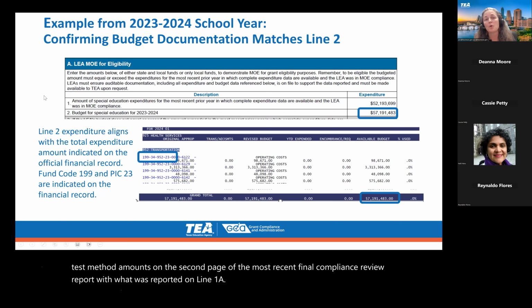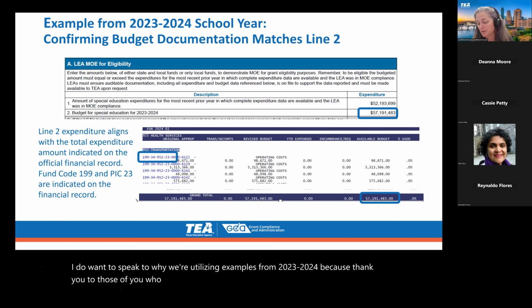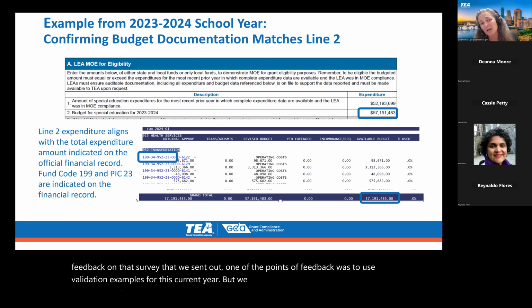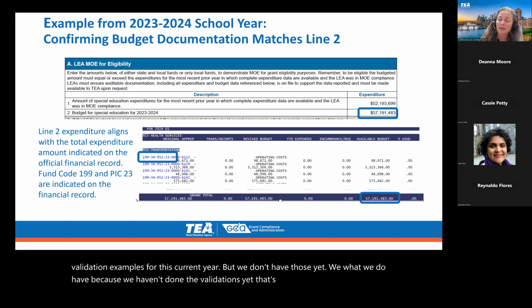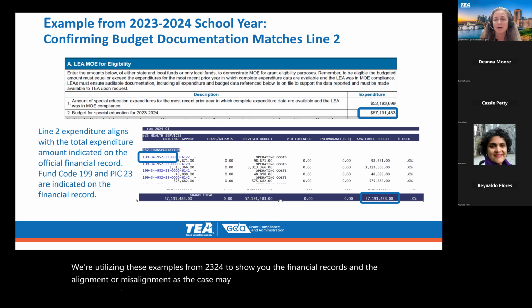Now, I do want to speak to why we're utilizing examples from 2023-2024. Thank you to those of you who provided feedback on the survey that we sent out. One of the points of feedback was to use validation examples for this current year, but we don't have those yet because we haven't done the validations yet. That's why we're utilizing these examples from 23-24 to show you the financial records and the alignment or misalignment, as the case may be.